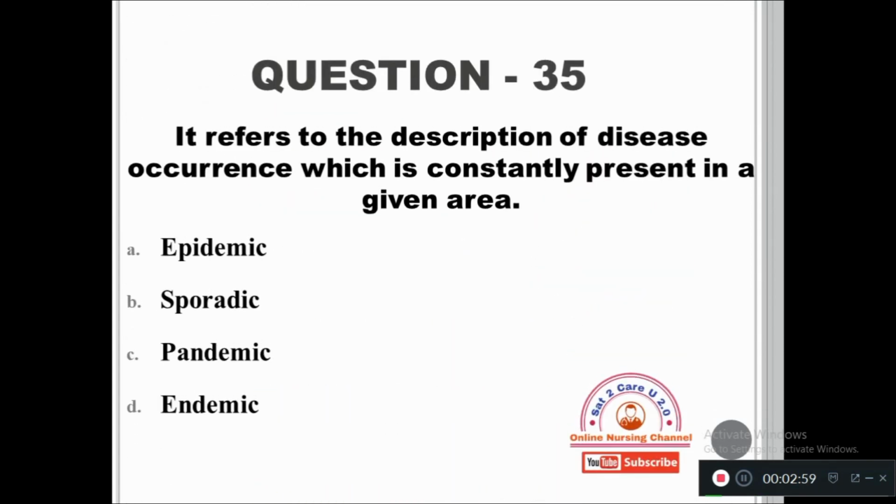Question number 35. It refers to the description of a disease occurrence which is constantly present in a given area. Option A is epidemic, B sporadic, C pandemic, D endemic.